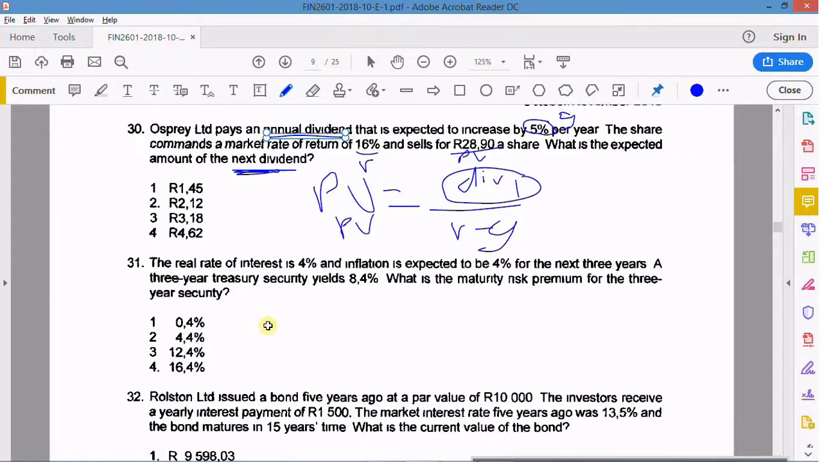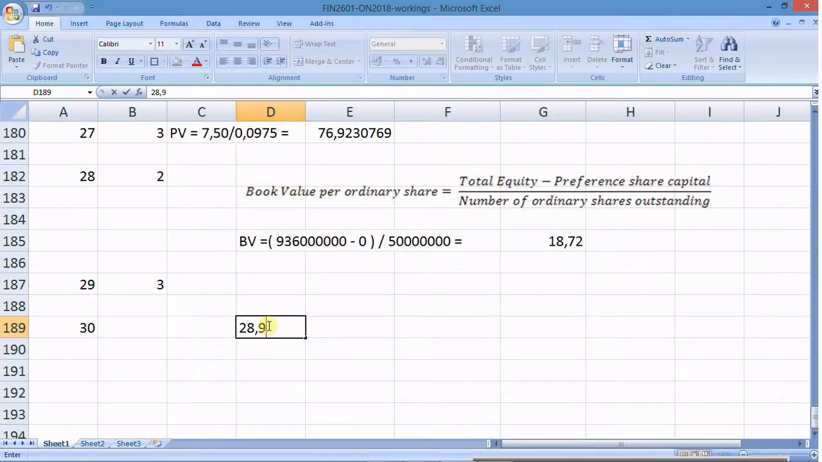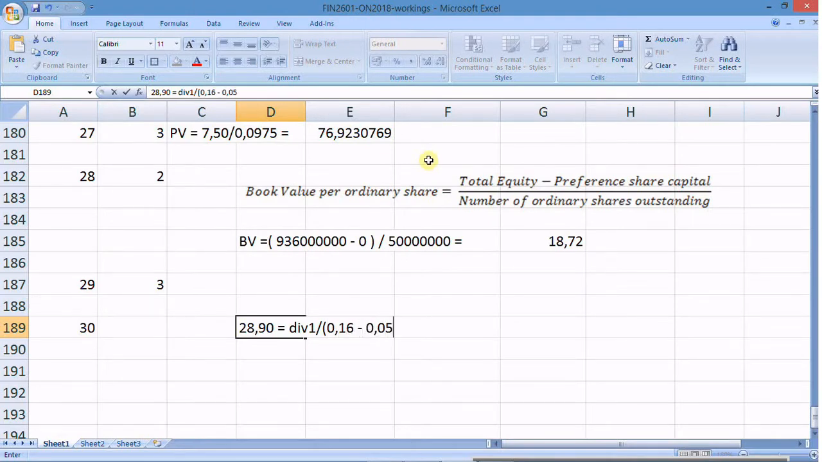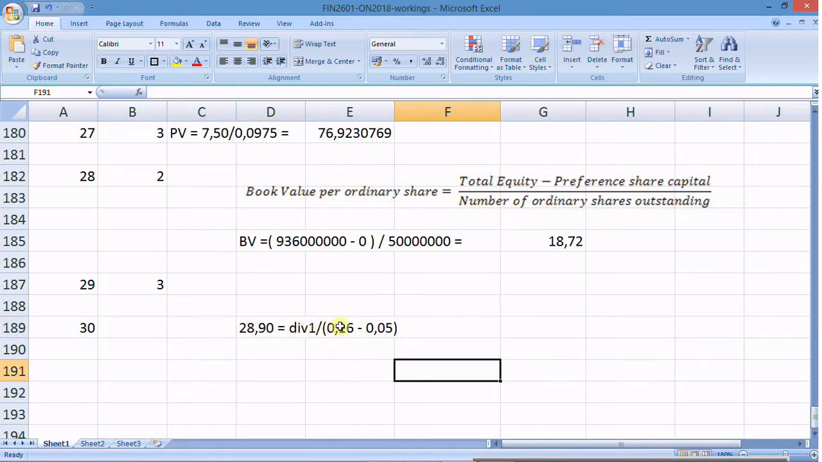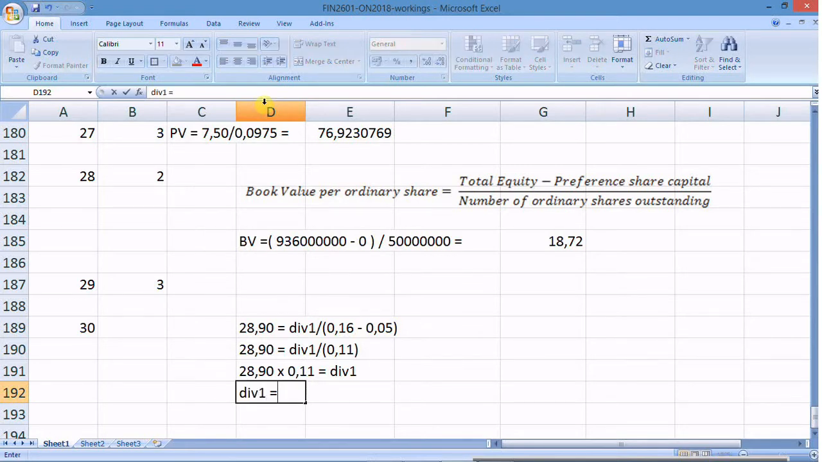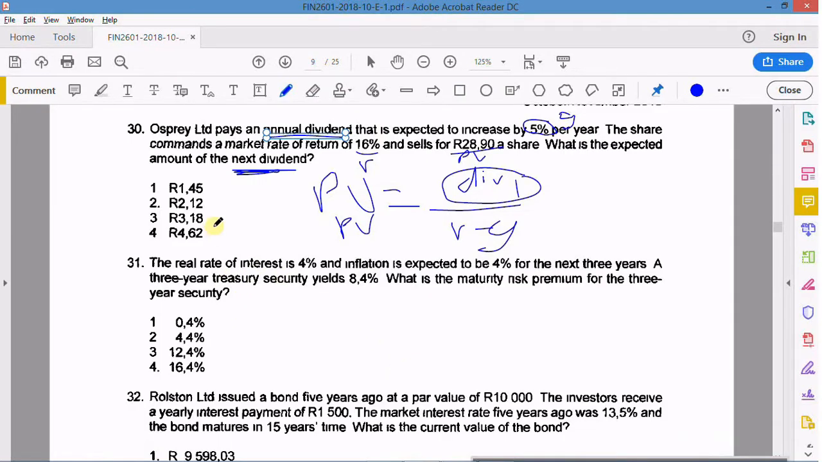So, let's write down the formula. PV 28.90 equals div 1 divided by open brackets, R minus G, 16% minus 5%. Do you agree? Yes. That works out to 0.11, since 16 minus 5 is 11. Take the 0.11 across: 28.90 times 0.11 equals div 1. Do you agree? Yes. So div 1 equals 28.9 times 0.11, which is 3.18. Got that? Yes.